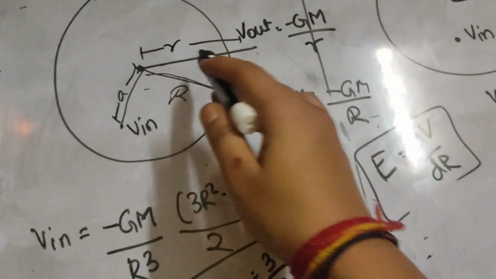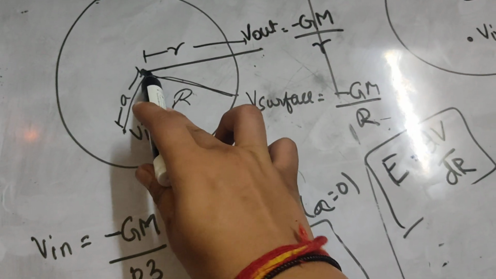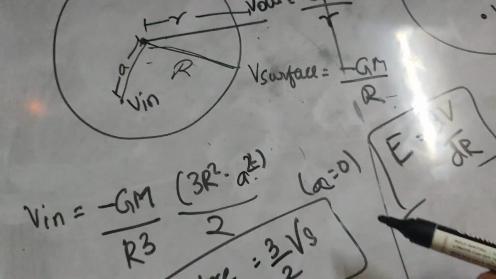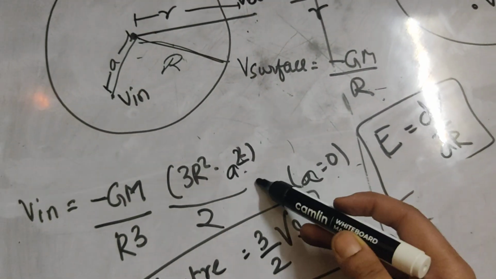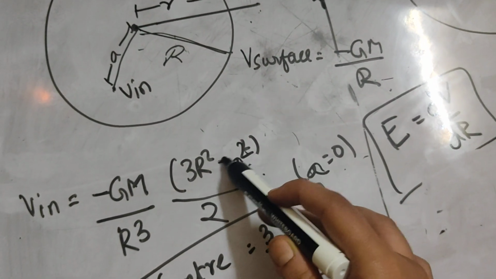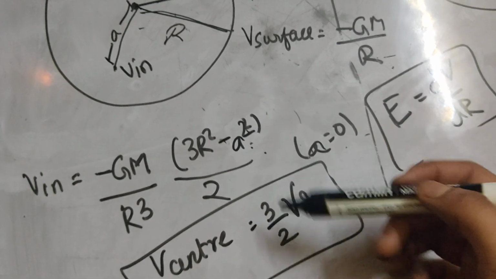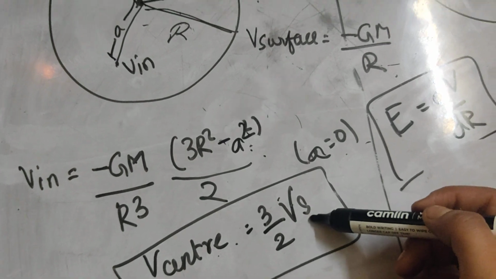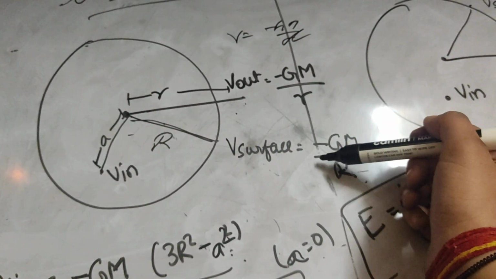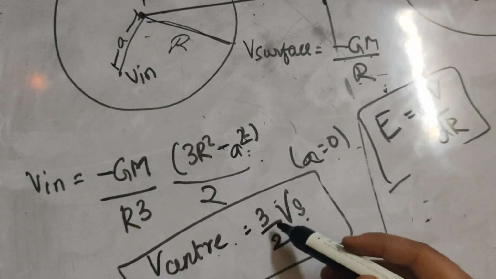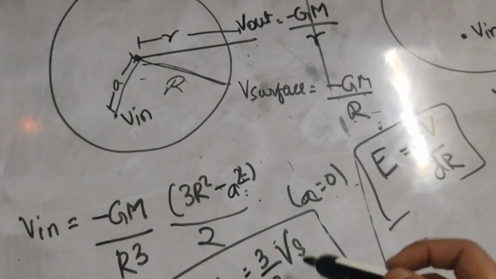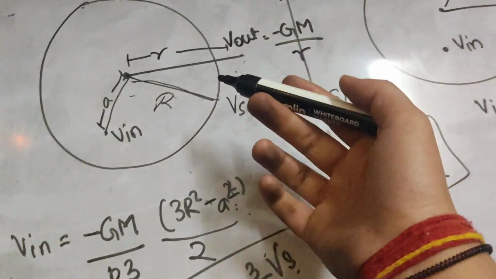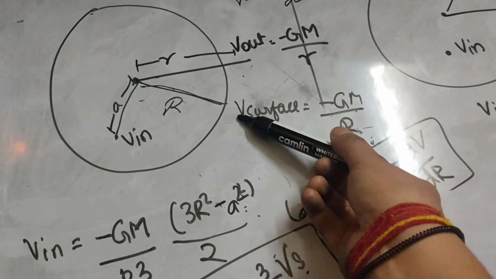Now if I talk about V at the center, the A value turns out to be 0. So if you substitute A equal to 0 in this formula, you will get V center is equal to 3 by 2 times V at surface. V at surface is GM upon R. So V at the center will be 3 by 2 times the potential value at the surface.